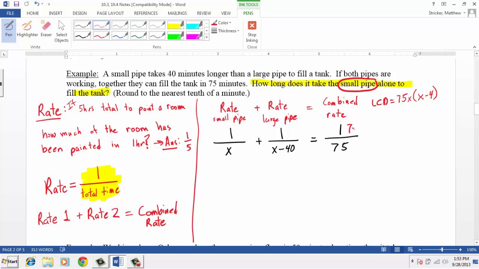And so I'm going to multiply by 75x times x minus 40, 75x times x minus 40, and 75x times x minus 40. And then we're going to go about canceling what we can cancel. So in the first term, the x's cancel, and then the x minus 40's cancel. Just notice that should be an x minus 40.